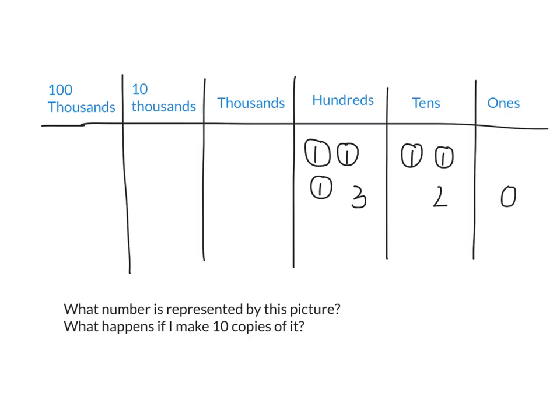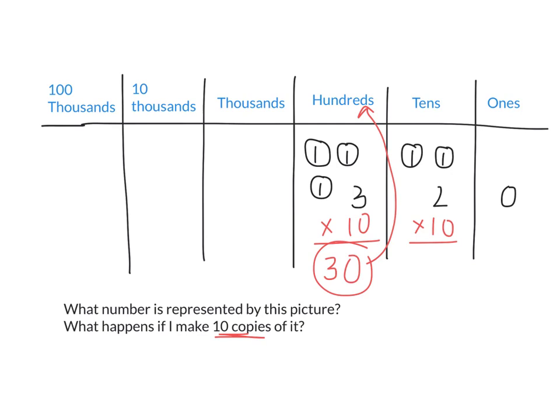Now what happens if I make 10 copies of it? Watch what I do, okay? If I want to make 10 copies of the 3, how many hundreds would I have altogether? I would have 30 hundreds. Do you agree? Yes? Because if I make 10 copies of 300s, I get 30 hundreds. Now what happens if I make 10 copies of the tens? How many tens will I have altogether, Sanvi? 20 tens. So if I make 10 copies of 320, I could end up with 30 hundreds and 20 tens.